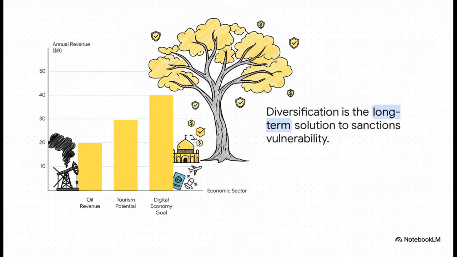And for long-term health, the focus has to shift away from oil. I mean, just look at the incredible potential on this chart. The goal here is to build a modern, diverse economy, developing sectors like tourism, which could rake in nearly $30 billion a year, and growing the digital economy to 10% of GDP. That's how you build a resilient system that isn't so dangerously dependent on oil prices and sanctions.